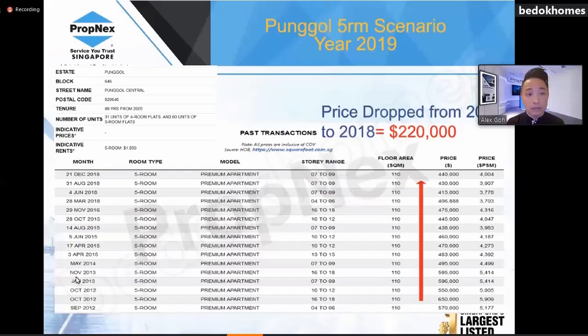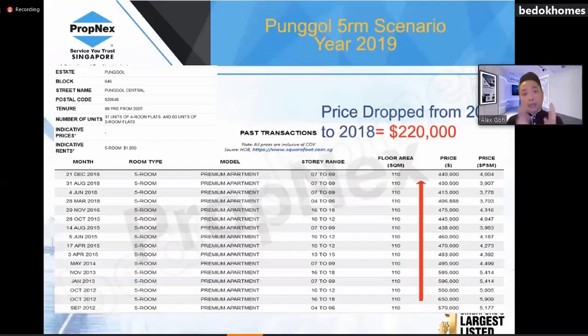So you see in 2012, this Punggol estate's tenure is from 2005. So in 2012, they are about 7 years old. They are selling at a range of 580,000 all the way to 650,000. But down to 2018, the price actually dropped to about 400 over thousand, which means they actually incurred a loss of about 200 over thousand, those buyers who bought here.